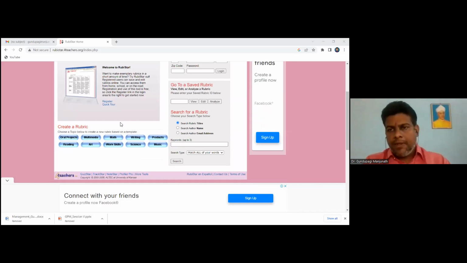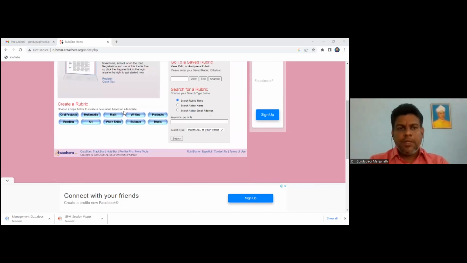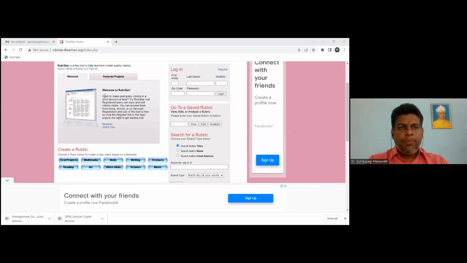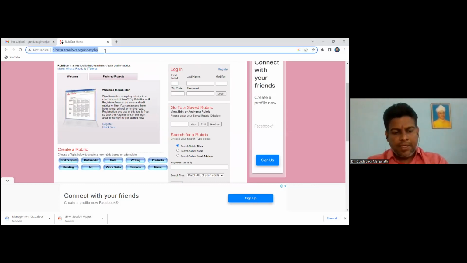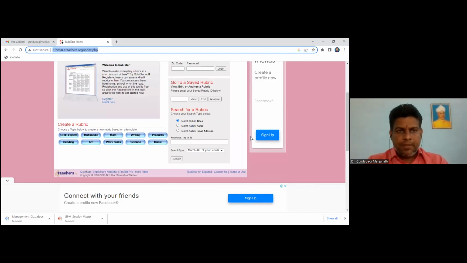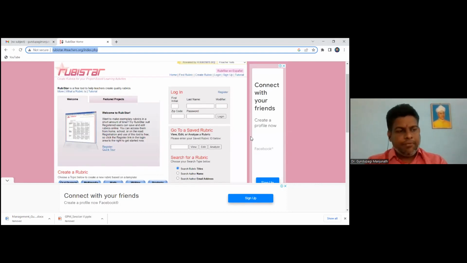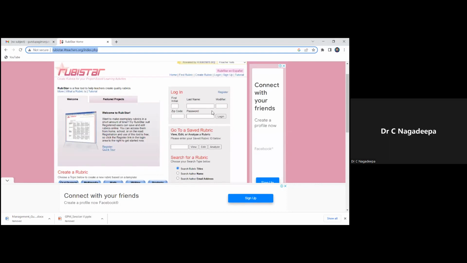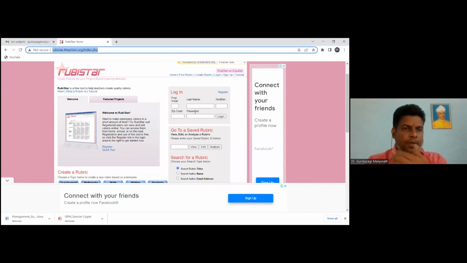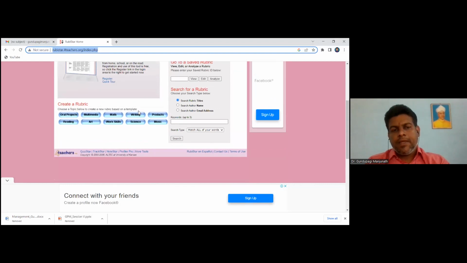So practically, that is how you design what I have shown in the PPT, and we have Rubistar. I'll be sharing this link in the chat box. Is it visible? So Rubistar is a free source, by creating a login ID. Yes, visible, sir. Rubistar, okay, very easy one.